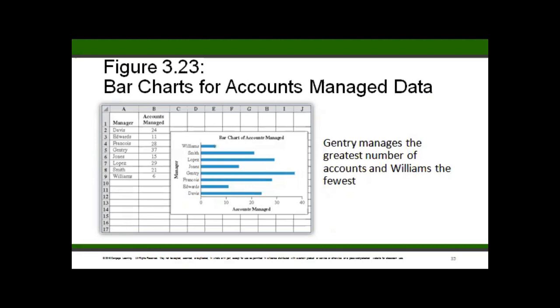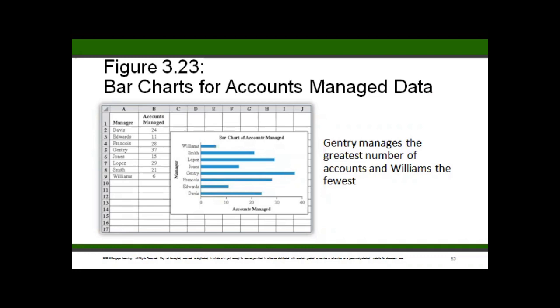Step 1, select cells A2 to B9. Step 2, click the Insert tab on the ribbon. Step 3, click the Insert Bar Chart button in the Charts group. Step 4, when the list of bar chart subtypes appears, click the Clustered Bar button in the 2D bar section.